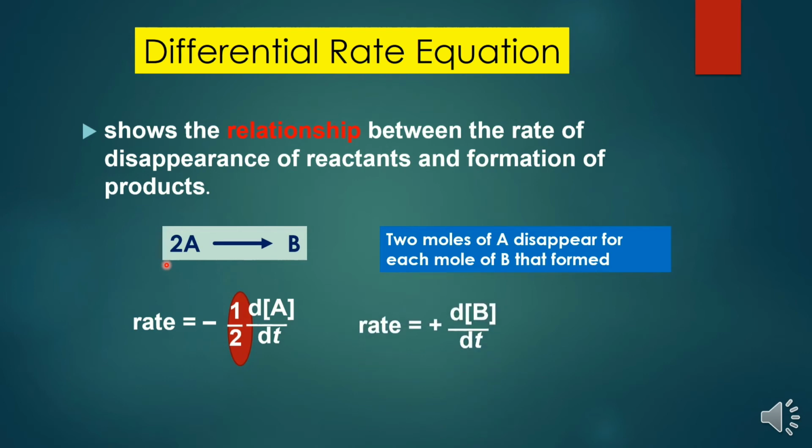And I can write rate is equal to positive change of product B over time. So you can see here, there's 1 mole of product B formed, so you need to write the fractions for product B. And negative and positive are used to show whether a substance is increasing or decreasing. Positive is increasing and negative is decreasing.